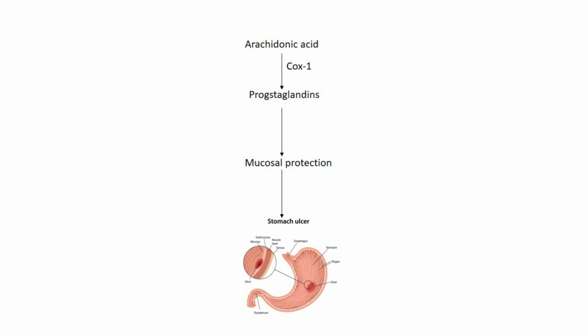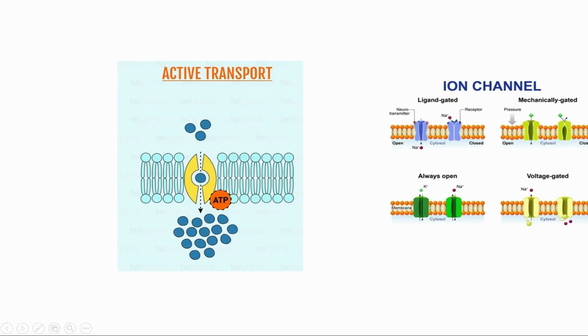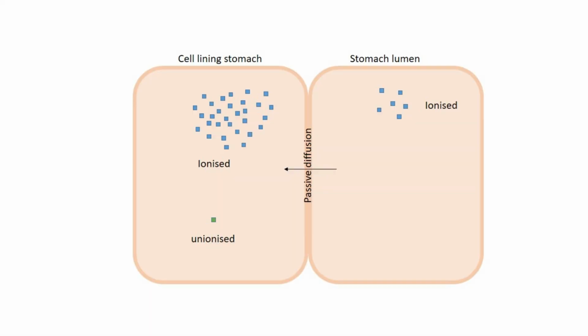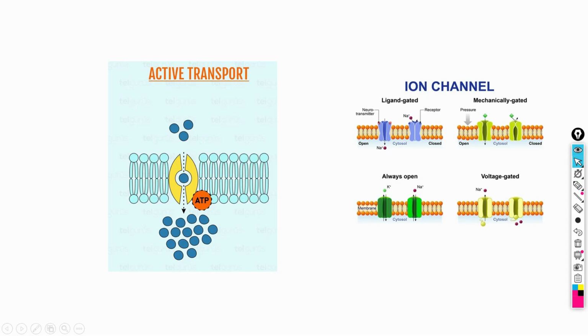Apart from this, the body does have its own mechanism to efflux this ionized aspirin from the stomach cell. The initial absorption of aspirin across the cell membrane was by passive diffusion. It is energy free. However, now when the ionized particles need to be effluxed from the cell, it is totally energy dependent active transport, and via ion channels these are released from the cell. Okay, this is all about ion trapping.